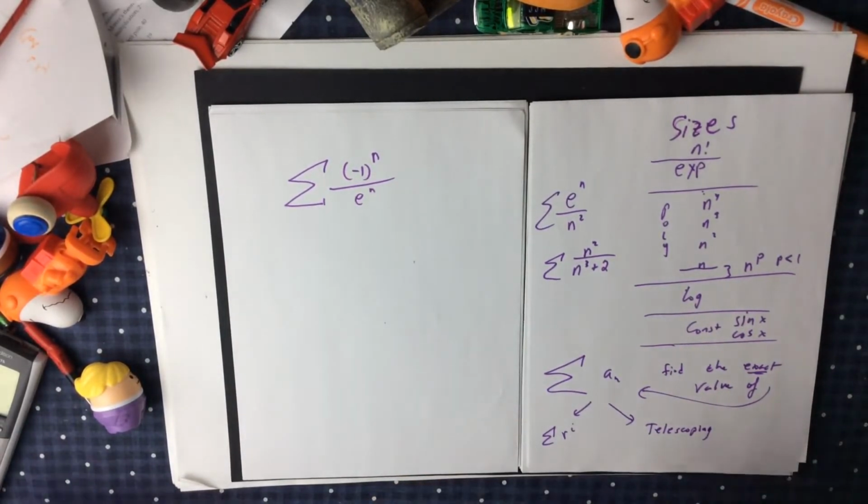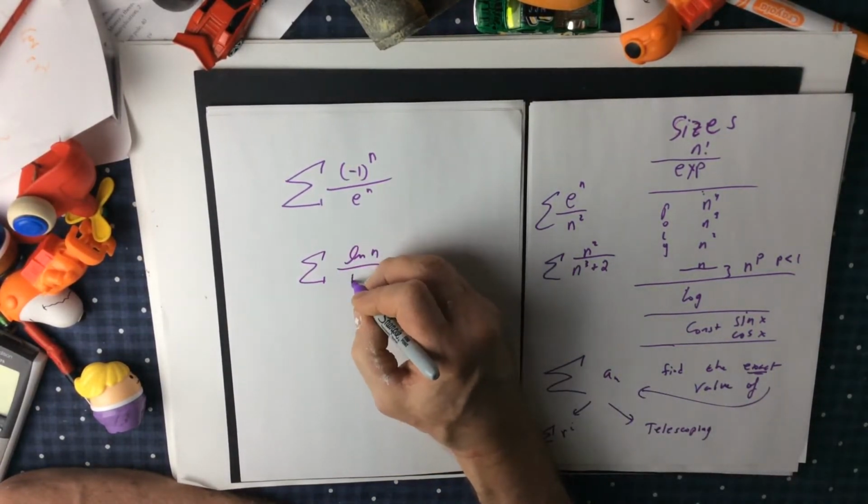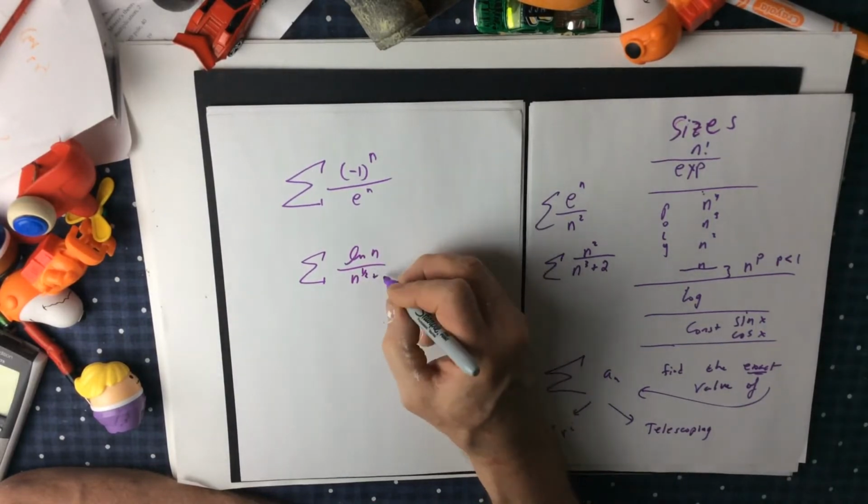Now the ones that get a little tricky are things that look like this. We throw in a log n, and let's say an n to the 1/2 plus n.